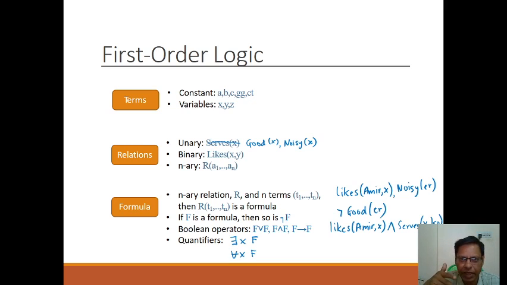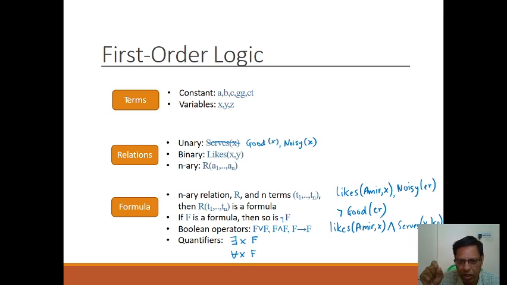N-ary is a range, a relation from A1 to A2 to AN. A formula is an n-ary relation R with n terms T1, T2, up to Tn, like likes(Amir, noisy). Keep in mind, binary is likes, more than one argument. If F is a formula, then so is not F, for example not good(X). Boolean operators are and, or, not.